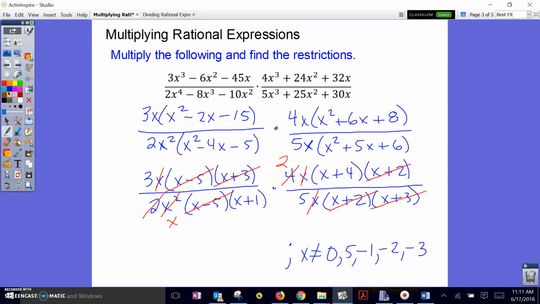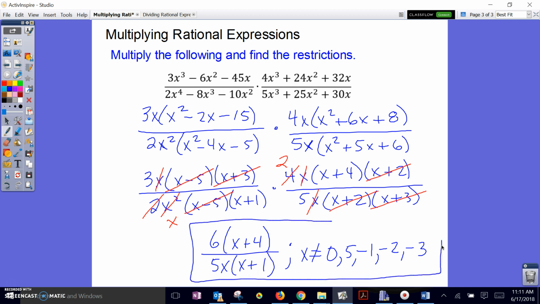And now I'm going to combine all this back together to make our final form. Let's see, in the numerator I have 3 times 2 times x plus 4. So that's 6 times x plus 4. And in the denominator I have x times x plus 1 times 5. That's 5x times x plus 1.